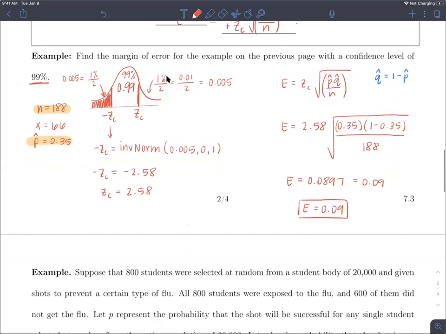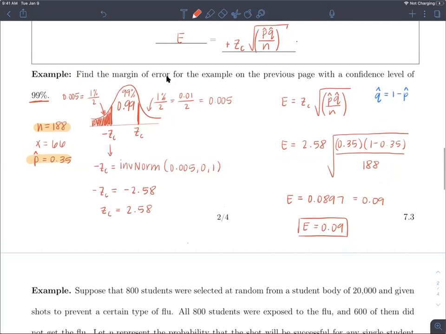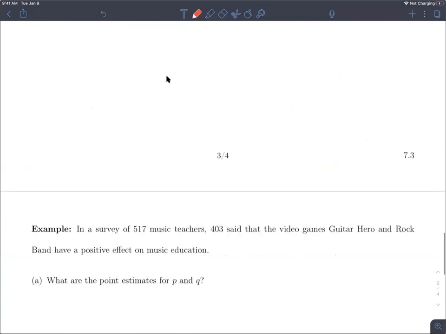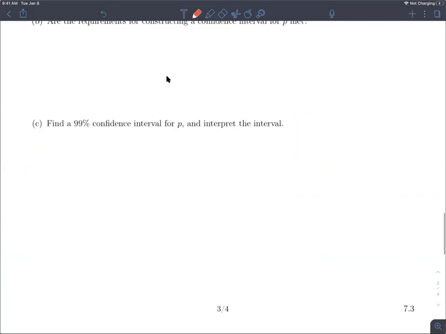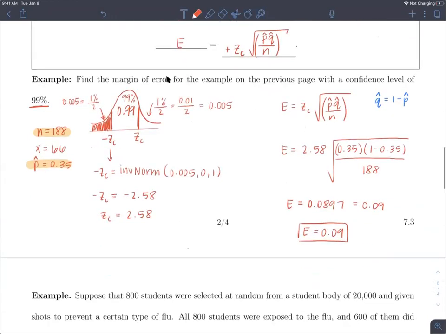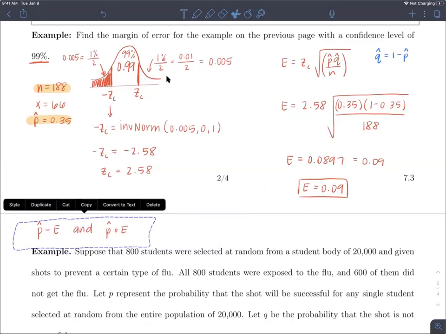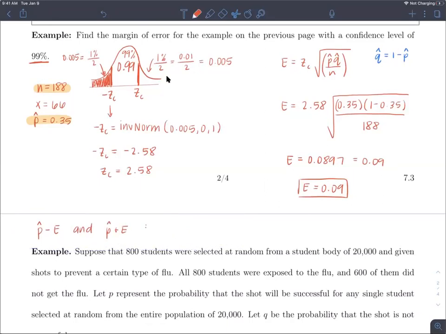So here, we can actually find this confidence interval. I don't know why I didn't put an example of actually finding this confidence interval, but the way you would do that, I guess we can do it real quick, is you're going to do p hat minus e and p hat plus e. That would be your confidence interval for this proportion, right?